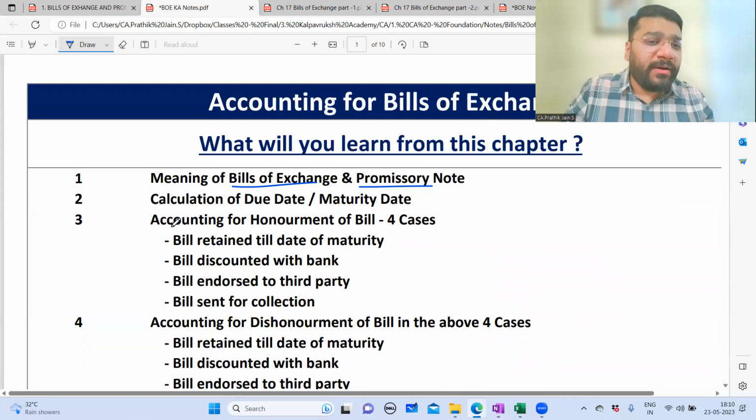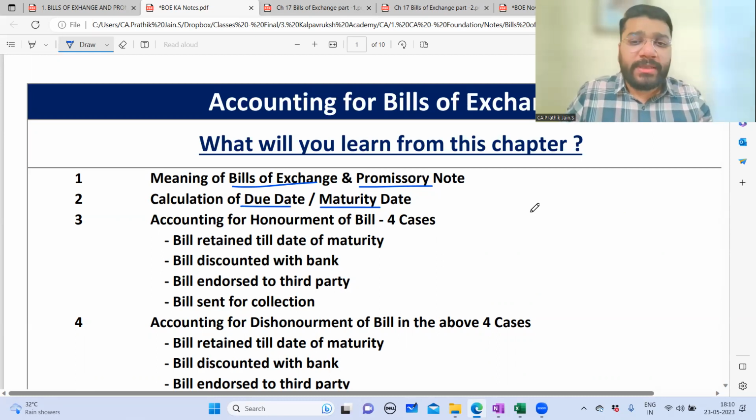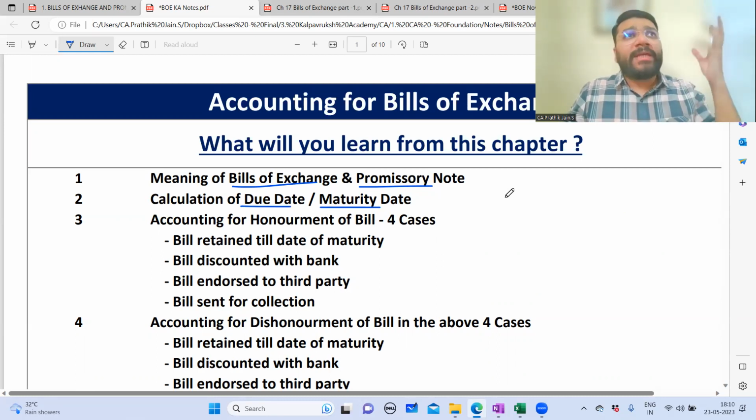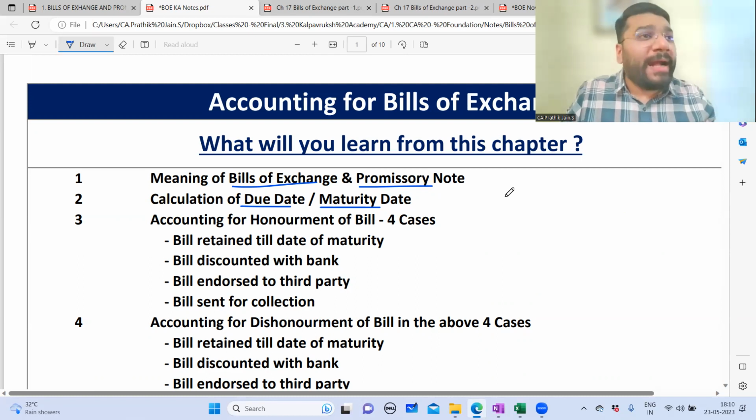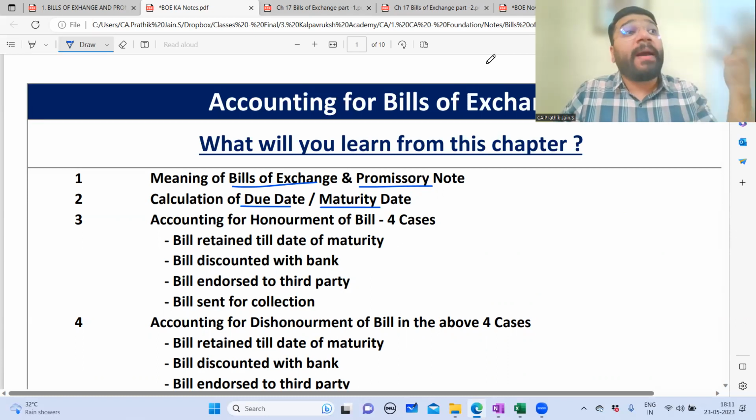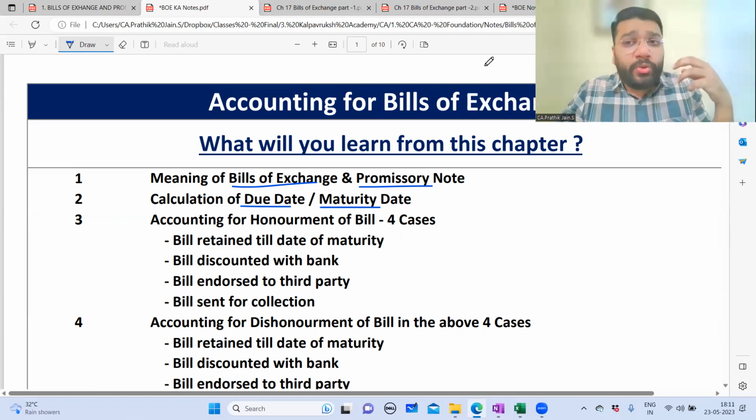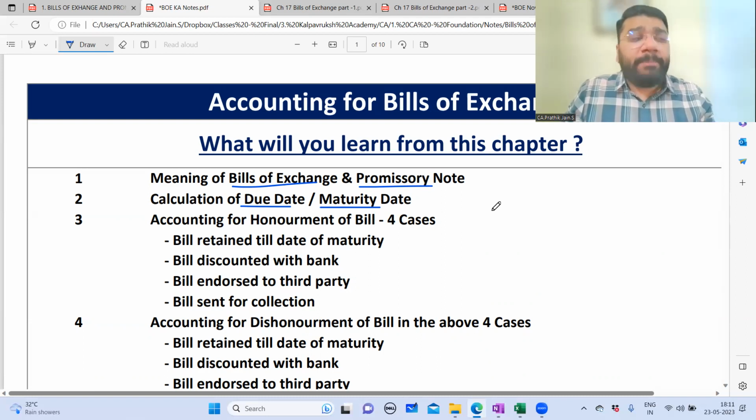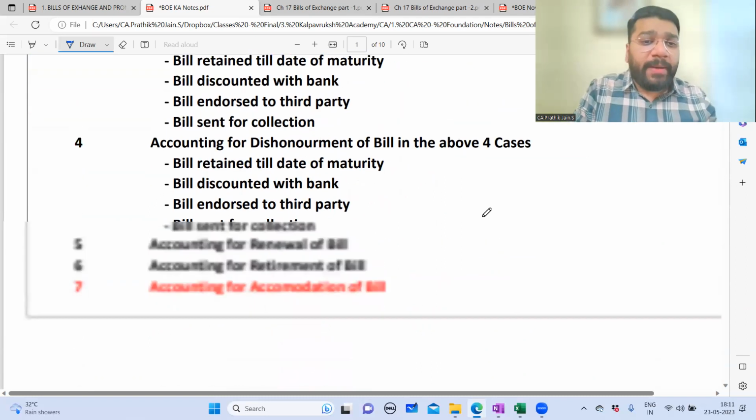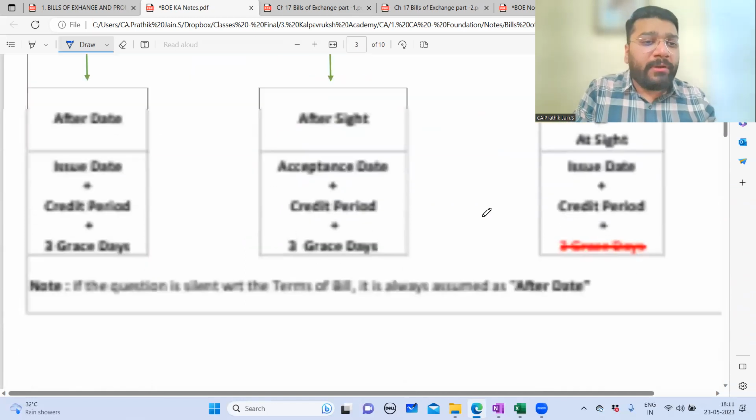In the morning session, we learned how to calculate the due date or the maturity date. Normally, what we understood is, in case of a cheque, the Negotiable Instruments Act says that the validity of the cheque is basically 3 months. So it is very easy for us to calculate the expiry period of the cheque. But in case of a bill of exchange, there is no defined due date as such. You have to calculate it. Depending on the term of your bill, your due date will be accordingly calculated.